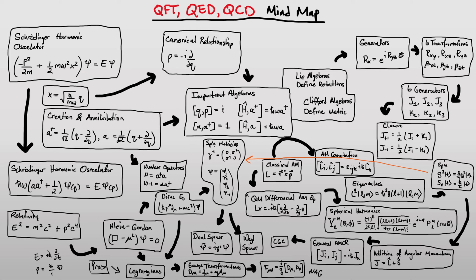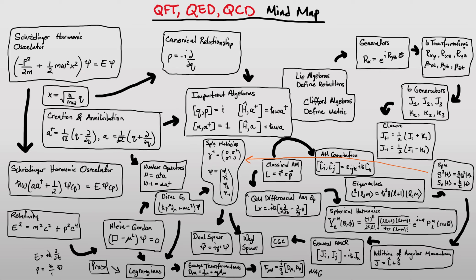Same thing with this analysis here. This is analysis of angular momentum, like I've said before. Once we get spin, we'll be able to take a look at the addition of angular momentum, the general commutation relationships for angular momentum, and the Clebsch-Gordan coefficients. I'm going to hopefully talk about those as well.